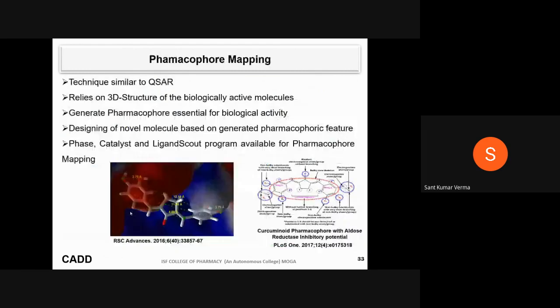Pharmacophore mapping technique, similar to QSAR, we can map the pharmacophore distance, that within the cavity the optimum pose is showing this much distance. If we can design a similar molecule having similar length, having similar groups, this can also be active against a particular target. We can get a newer molecule based on the pharmacophore.